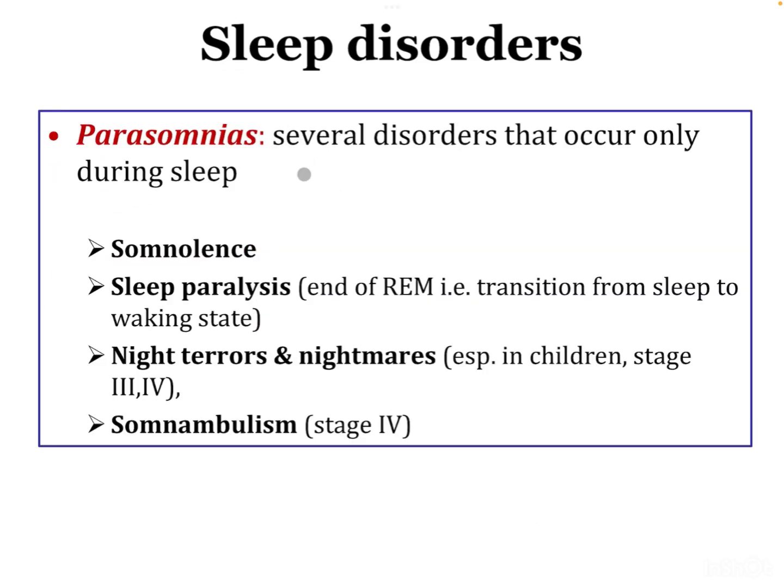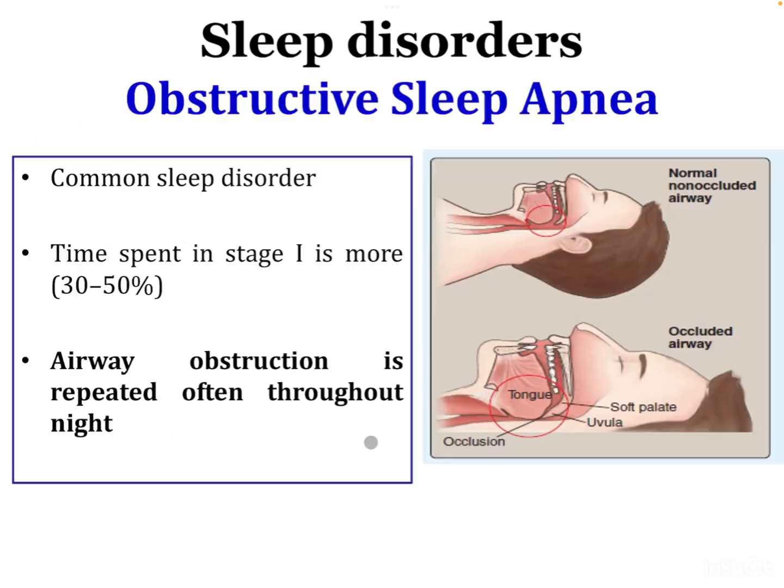Parasomnias are several sleep disorders that occur only during sleep. Somnolence is a state of strong desire for sleep and drowsiness. Sleep paralysis occurs at the end of rapid eye movement sleep, that is, at the transition from sleep to awake state. Night terrors and nightmares are especially seen in children during stage 3 and stage 4 of slow wave sleep. Somnambulism, that is sleepwalking, occurs in stage 4 of slow wave sleep.